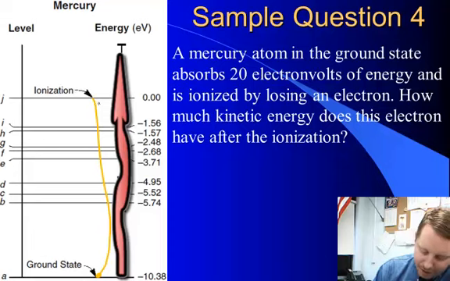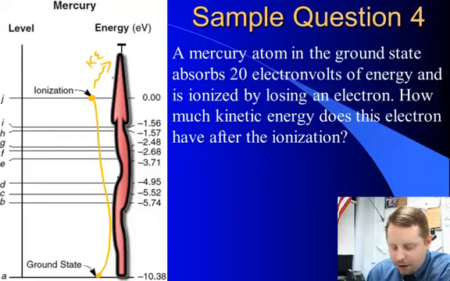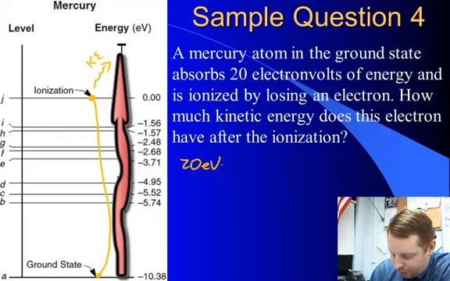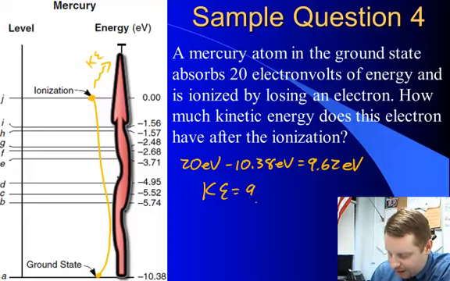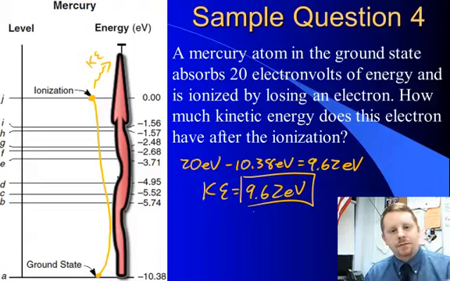That's going to take it up to this ionization state, and then any extra energy is the kinetic energy of our emitted photoelectron. So if we start with 20 electron volts, we use up 10.38 going from the ground state to ionization. So that's going to leave us with 9.62 electron volts. That extra 9.62 electron volts must be the kinetic energy of the emitted photoelectron.